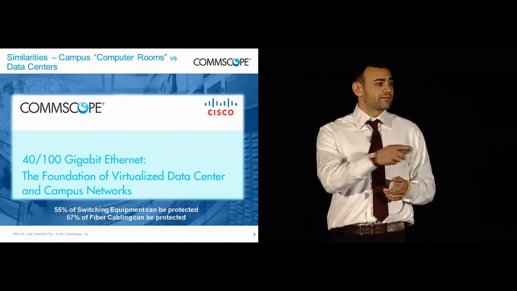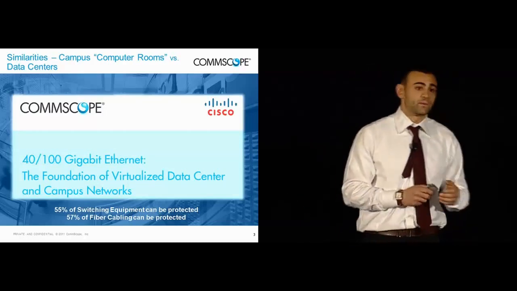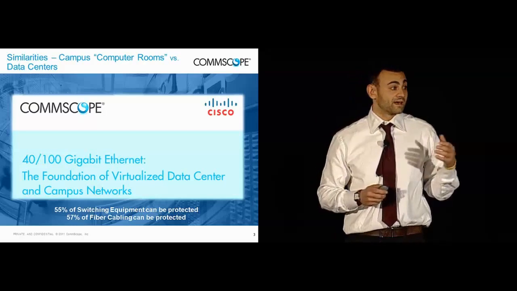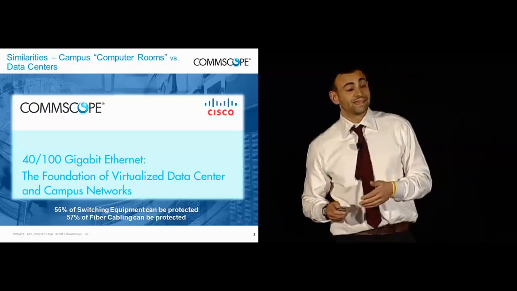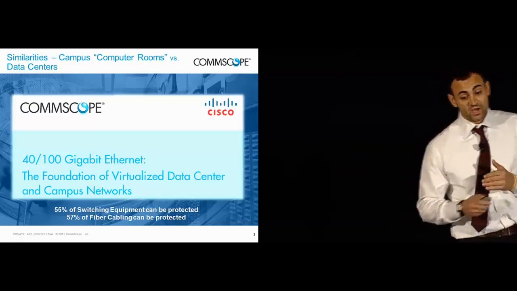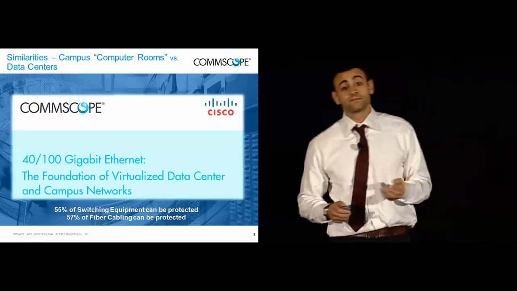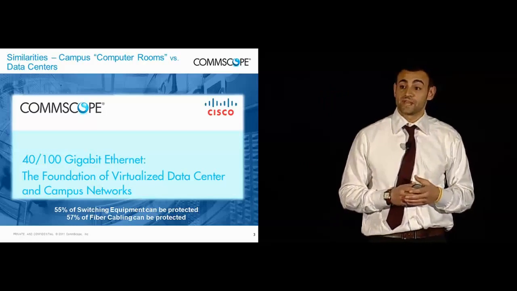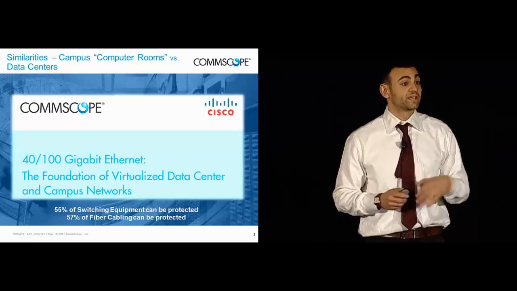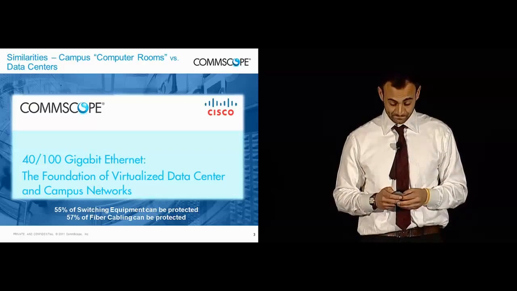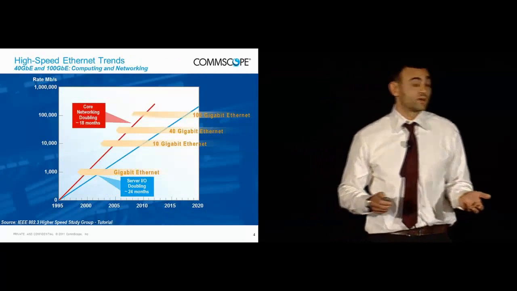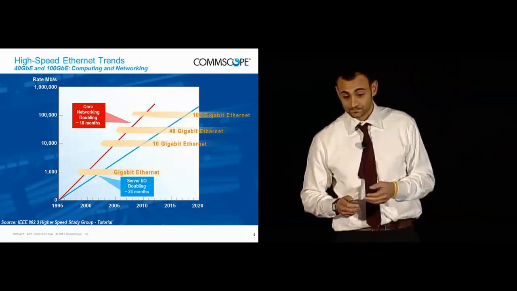Recently, and you guys may have the white paper in your hands, CommScope started talking about 40/100 gig in the campus and in the data center. And we came up with a couple of different facts in there. One that pops out to me is 55% of your switching equipment can be protected, and 57% of your fiber cabling can be protected if you do it the right way. So why are we talking about 40/100 gig already? Why are we writing white papers on this?